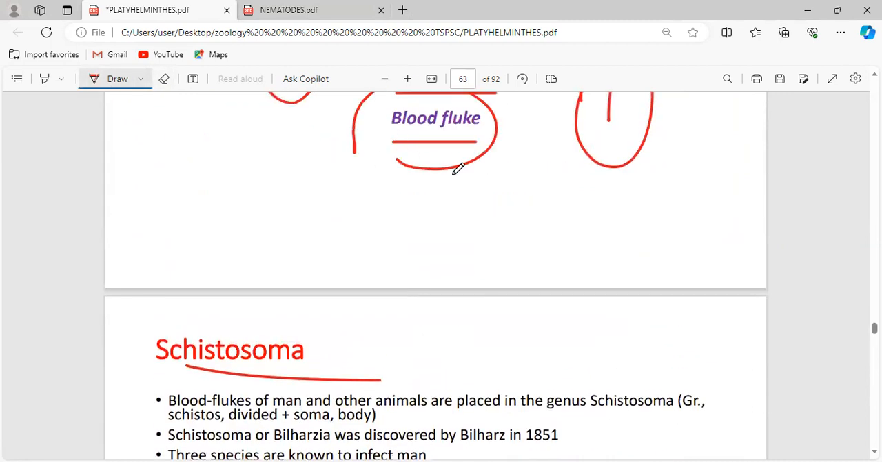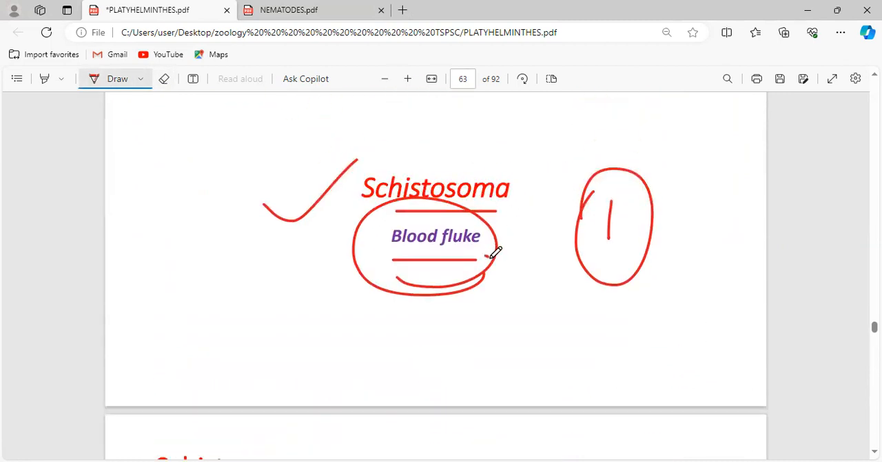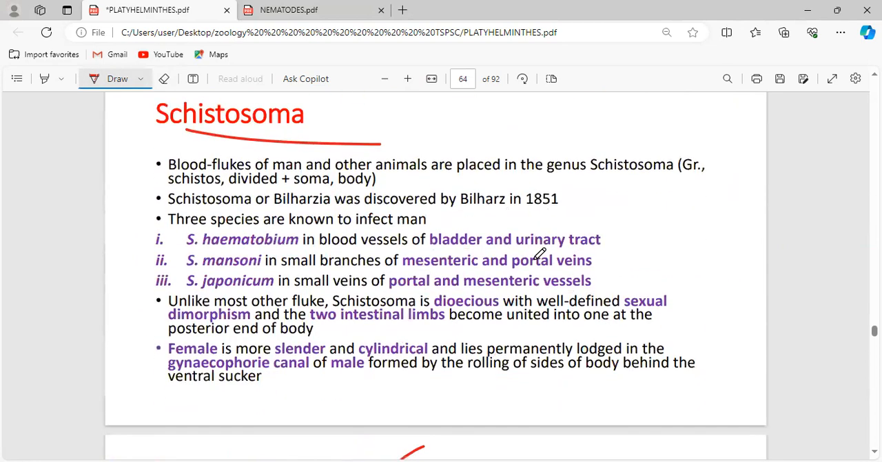Schistosoma, the first thing you have to remember is the other name. The common name of Schistosoma is blood fluke. Now, there are three different species which infect man. And what are those species? Schistosoma haematobium, Schistosoma mansoni, and Schistosoma japonicum.